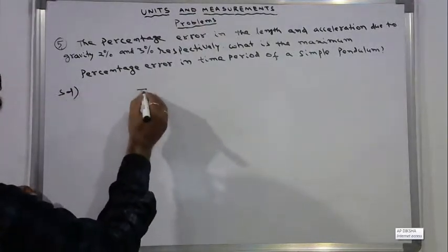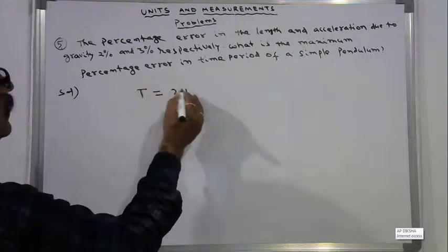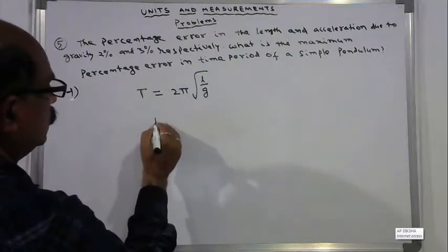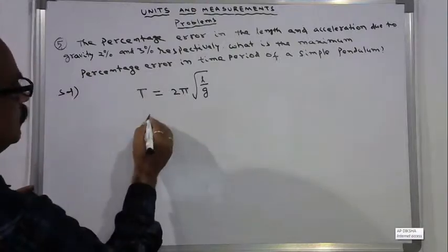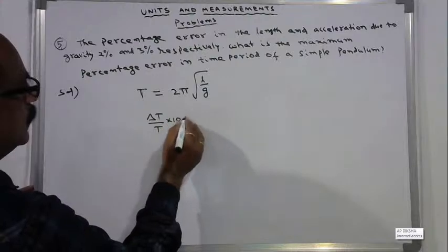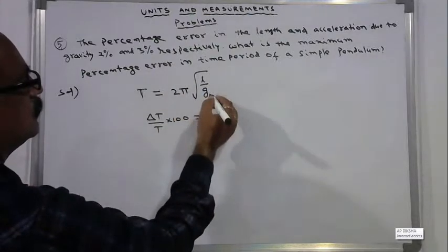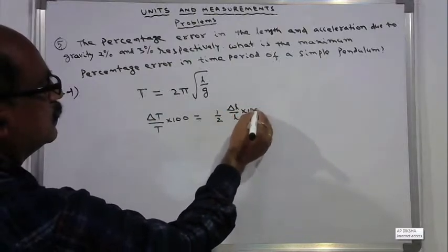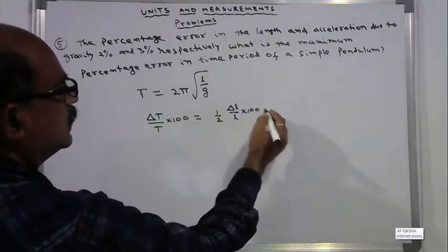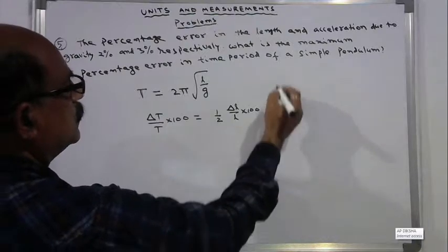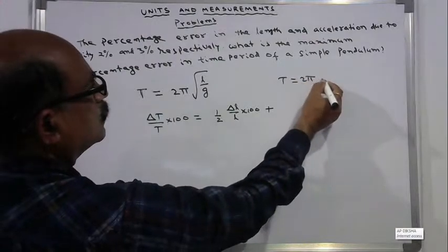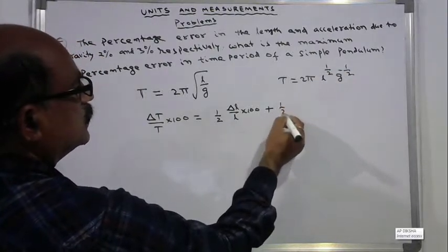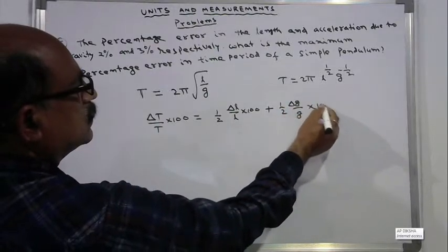See, the time period of a simple pendulum has the relation 2 pi under root L by g. This is the formula for the time period of a simple pendulum. So the percentage error in time period, delta T by T into 100, is equal to, this 2 pi is constant, L power half and g power minus half. You can write this as half into delta L by L into 100. Even though it is in the denominator, we have to add the errors. Always we have to add the errors. So even though T is equal to 2 pi into L power half into g power minus half, we have to add this one, plus half into delta g by g into 100.